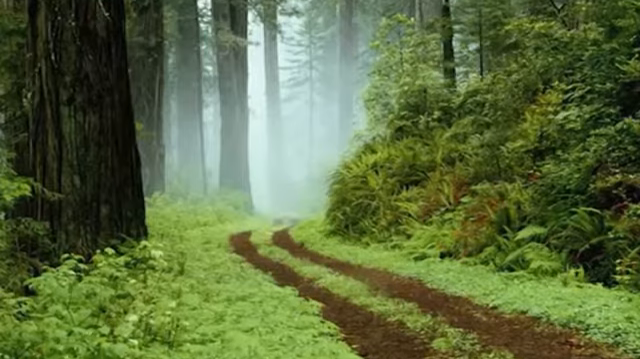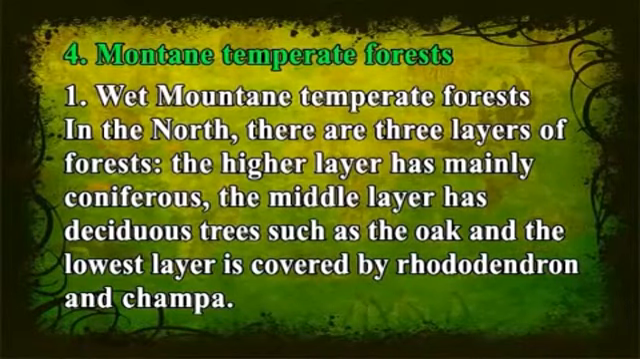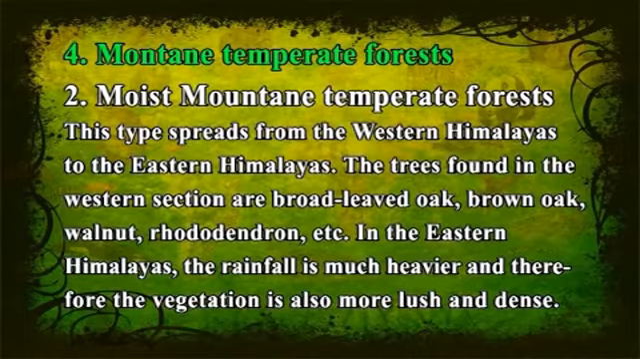The forests in the northern region are denser than the south. This is because over time the original trees have become replaced by fast growing varieties such as eucalypts and rhododendrons. A variety of ground flora can be found here. In the north, there are three layers of forest. The higher layers have mainly coniferous, the middle layers have deciduous forest, and the lower layers are headed by champa and rhododendron varieties.